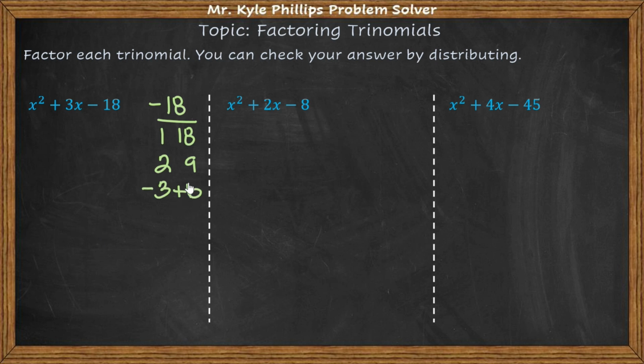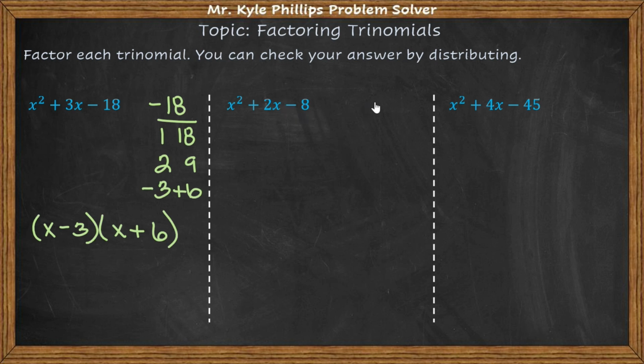So those are going to be the numbers that go in my factors. So here I would have x minus 3 and x plus 6. That's the way the rule is going to work when we factor here. Okay, let's try another one.